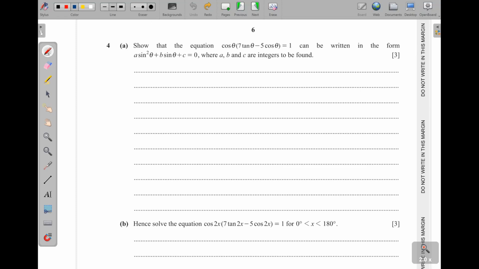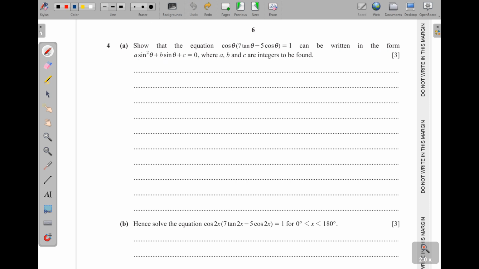Question 4 is coming from trigonometry, part A. Show that the equation cos theta (7 tan theta minus 5 cos theta) is equal to 1 can be written in the form A sine squared theta plus B sine theta plus C, which is equal to 0, where A, B, and C are integers to be found.